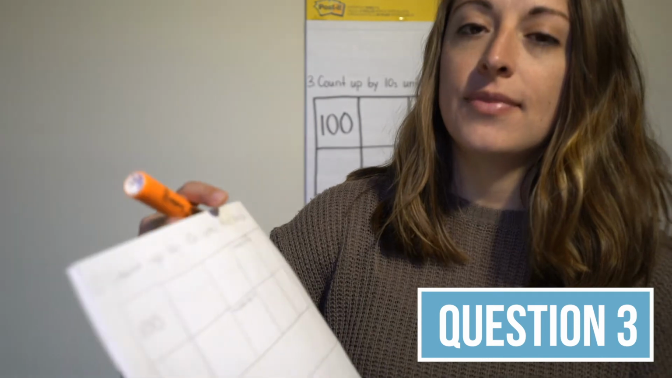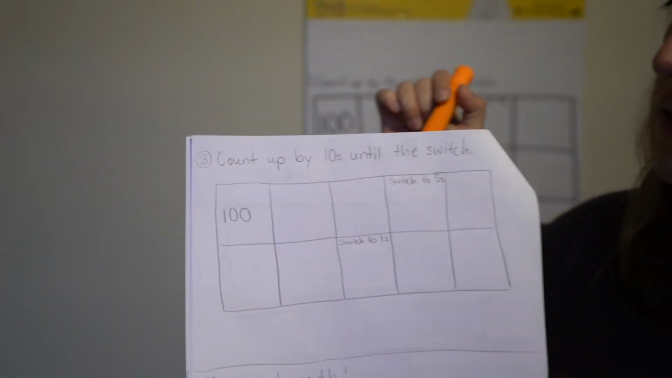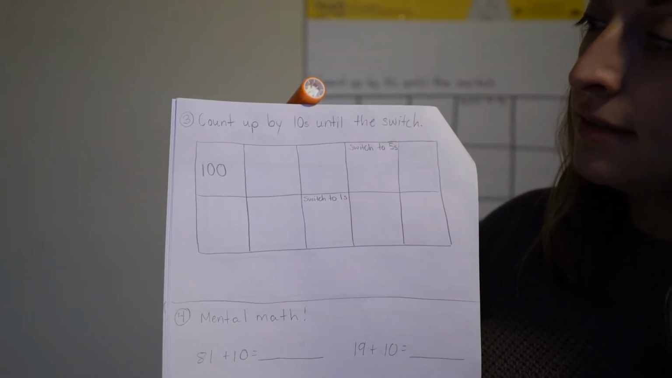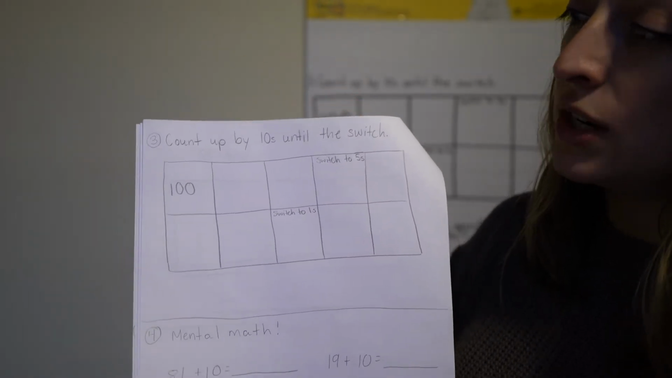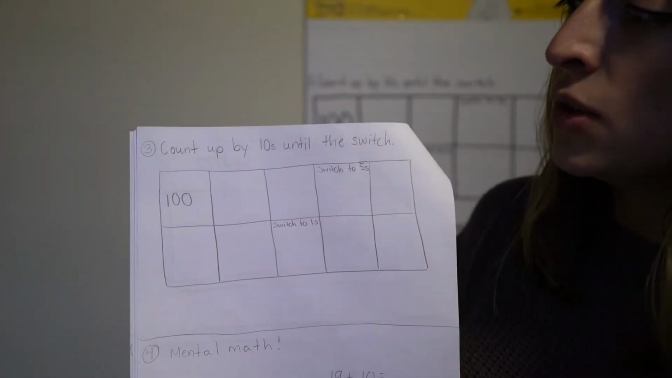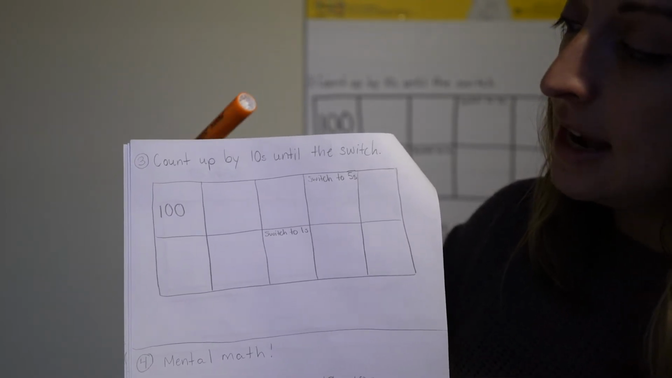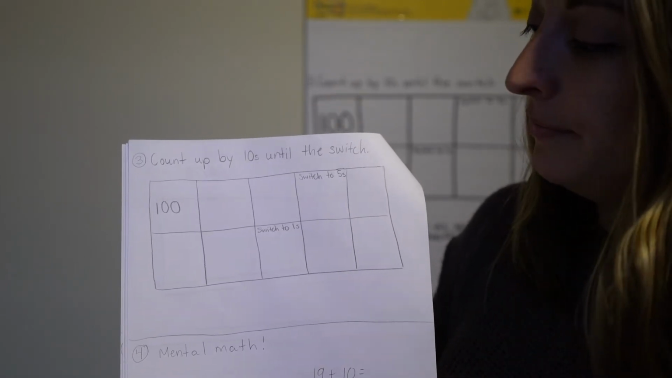All right, so we're going to go on to question number 3. At the top, you're writing count up by tens until the switch. So again, you're writing count up by tens until the switch.